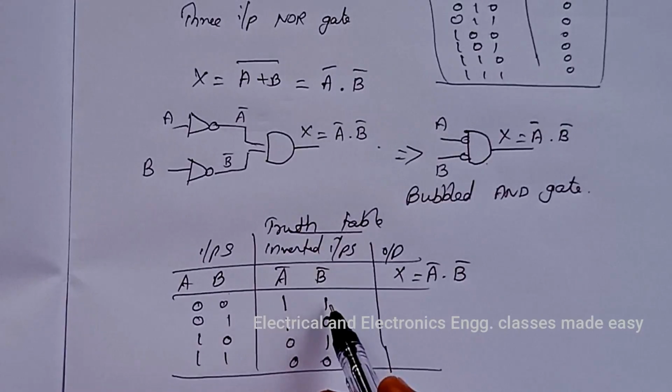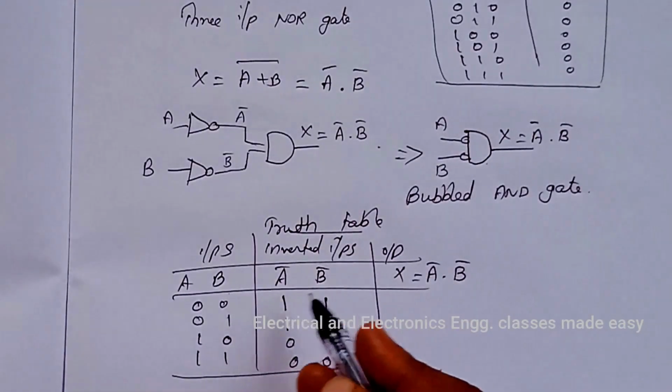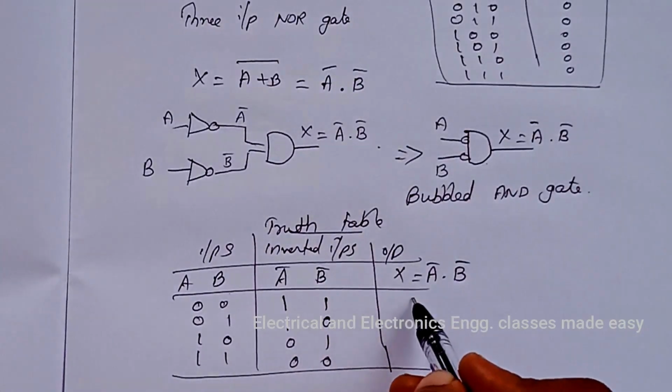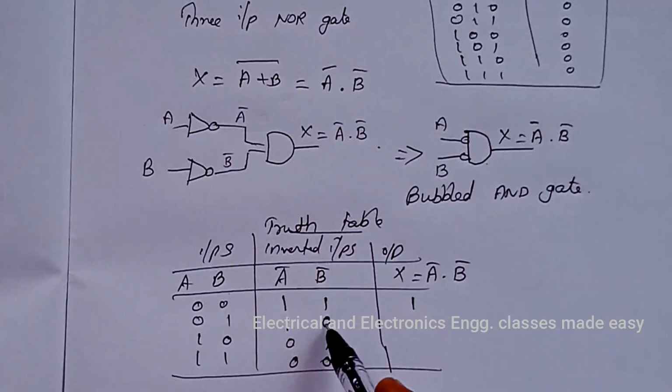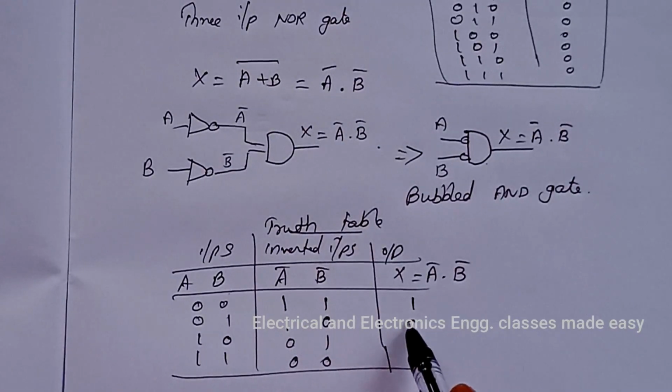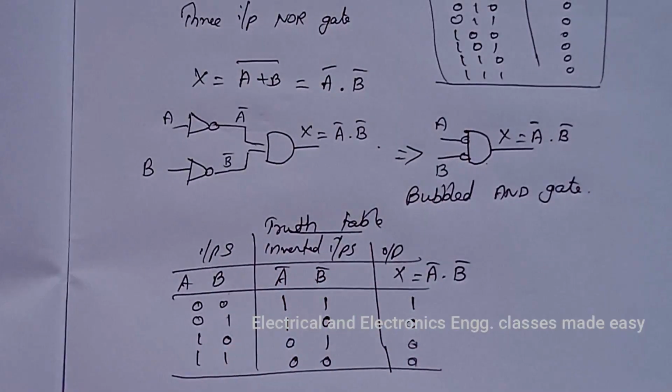1 dot 1. 1 dot 1 is 1, and that is here it is 1. 1 dot 1 is 1. Here 1 dot 0 is 0. 0 dot 1 is 0. 0 dot 0 is 0. So this NOR gate is equivalent to a bubbled AND gate.